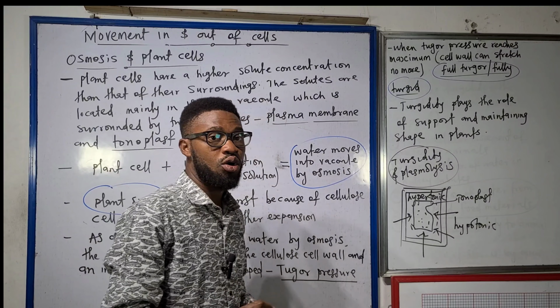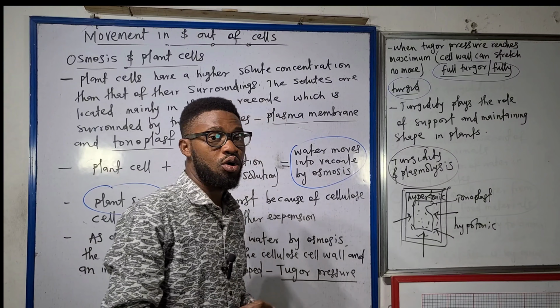Now, worthy to note, take note of this, that when you talk about absorption of water in plant cell, water absorption is by osmosis. But you see, the mineral salts moving along with the water, the movement of the mineral salt is by diffusion. This is a UTME question. Very important. Take note of this.